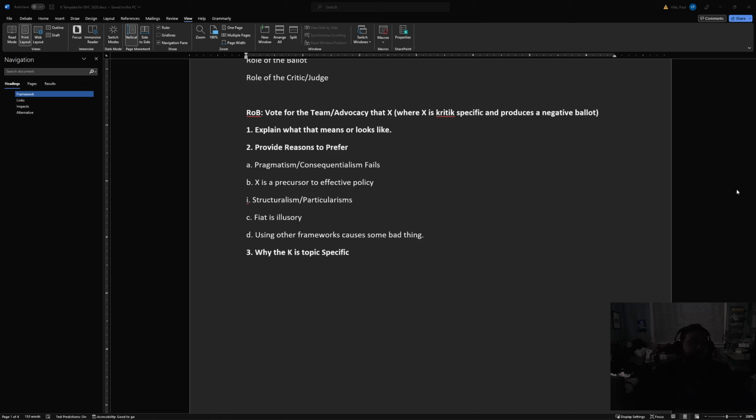See the point? You always want to sneak in your little fiat is illusory. Most of these arguments are really bad, and if they get dropped, they're winners somehow. So you want to have one of these in your position. Decent point, using other framework causes some bad things, so just talk about why doing something besides the K probably excludes some group of people or leads to some kind of bad impact. And then 3, any analysis about why the K is topic specific. Usually you do this on the AF.